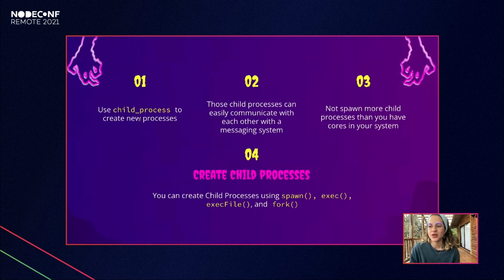We can use the child process module, as we can see here, number 1, to create new processes. Those child processes can easily communicate with each other with a messaging system. Take into account not to spawn more child processes than you have cores in your system, because every child process comes with a certain amount of overhead. Also, child processes come with potential problems such as shared resources.